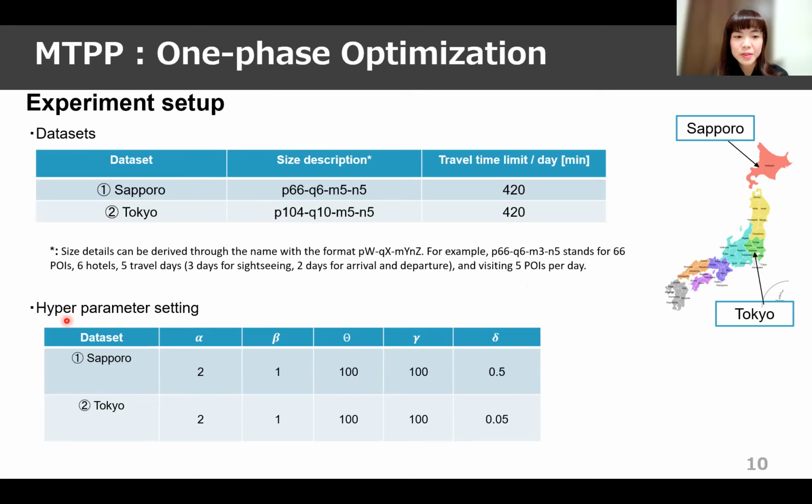For the five hyperparameters in each dataset, as you can see here, Tokyo has more POIs than Sapporo. So for the hyperparameters alpha to gamma, we set them all the same. And for the hyperparameter delta, we set it a little bit smaller in Tokyo than in Sapporo.